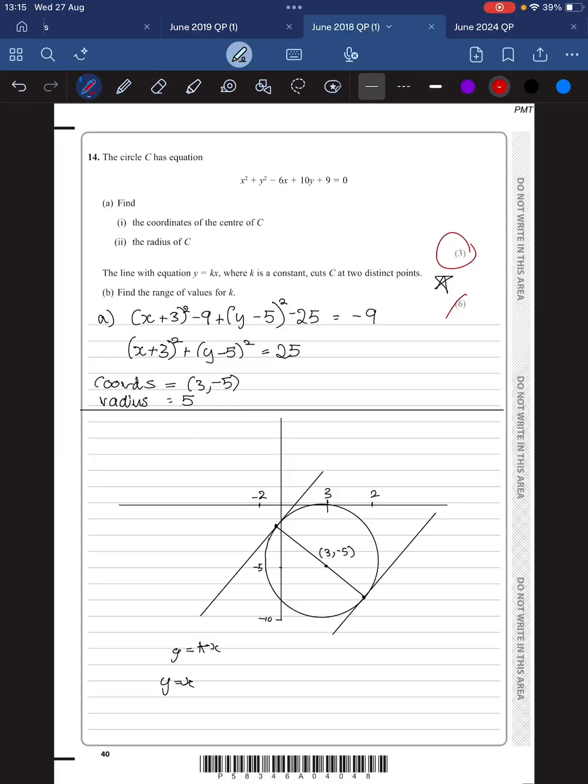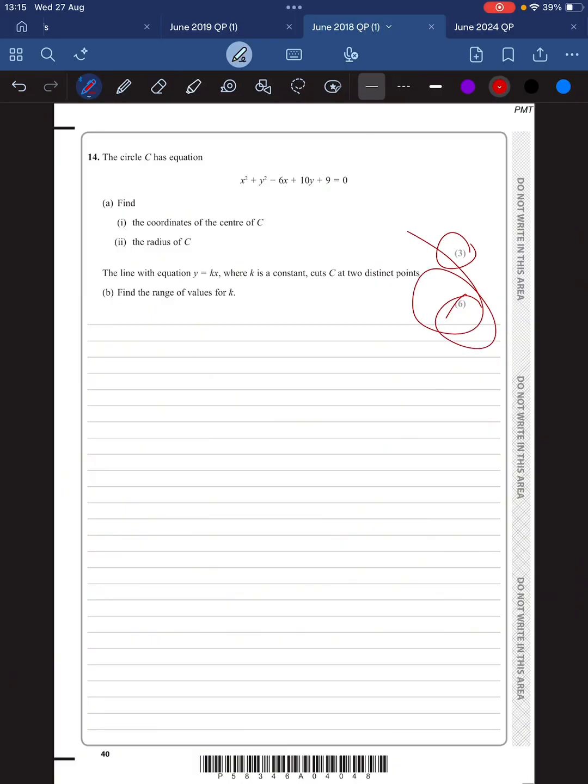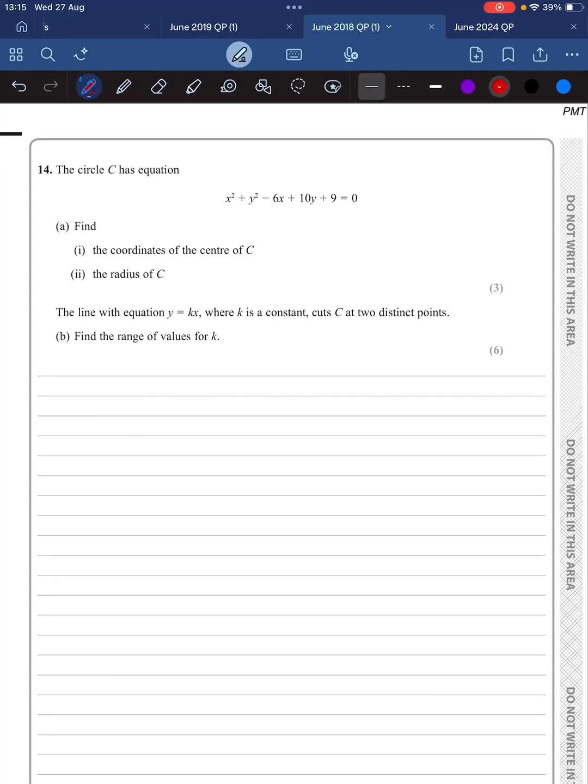So now I'm going to do question 14. I'm going to reattempt everything. I know I got the first part right, but I'm going to do the whole 9 marks, really get into that. And so we start off. Circle C has equation x squared plus y squared minus 6x plus 10y plus 9. Find the coordinates of center C and the radius of C.